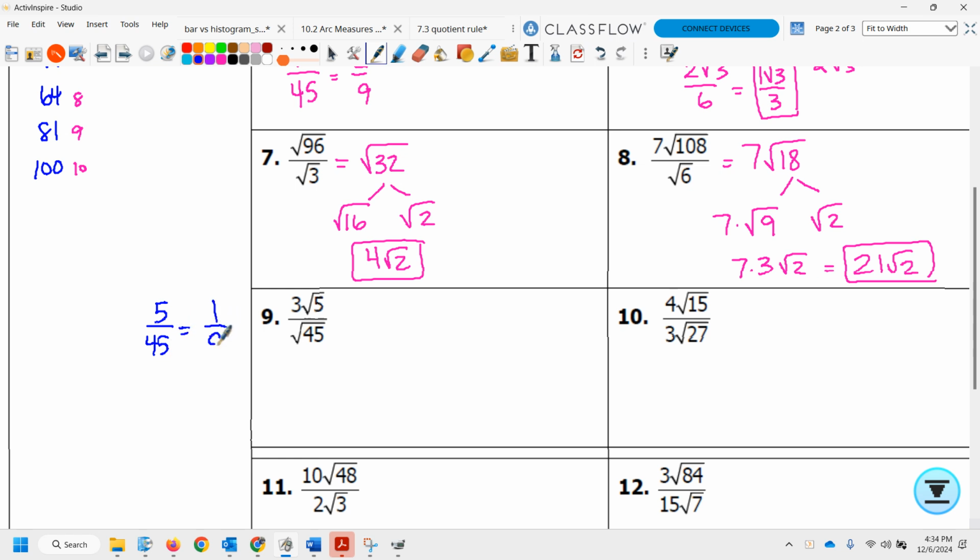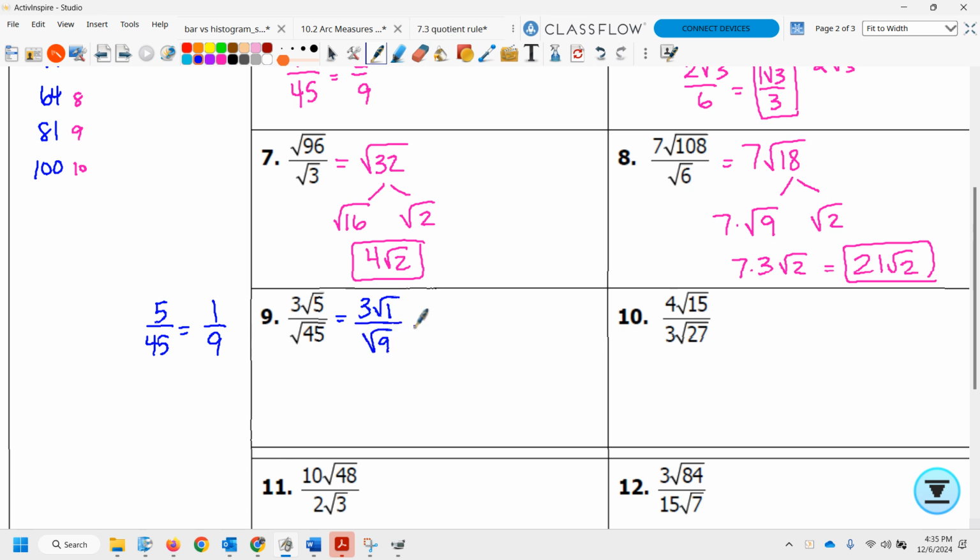Well, 9 is a perfect square. So now I'm going to put it back in the radical. Square root of 5 over the square root of 9. Oh, why did I leave the 5 up there? Sorry about that, guys. All right. So 5 over 45 became 1/9. So I have 3 times radical 1 over radical 9.